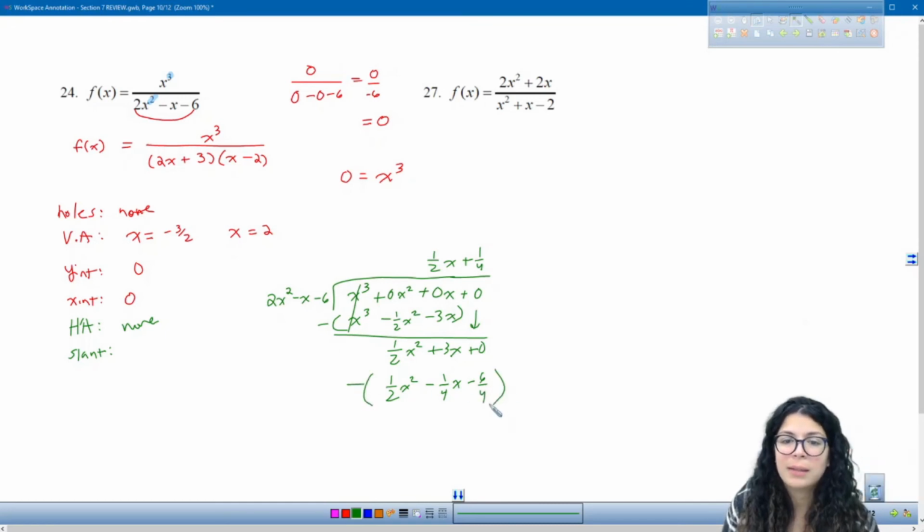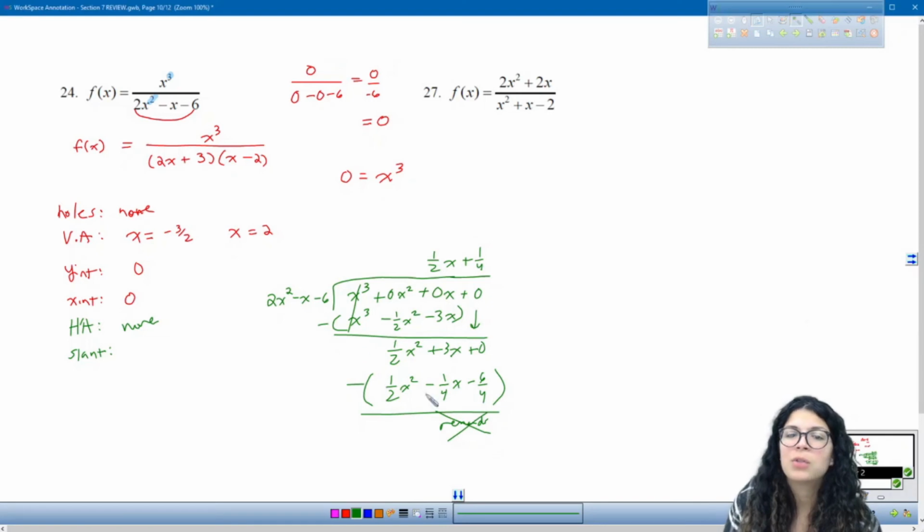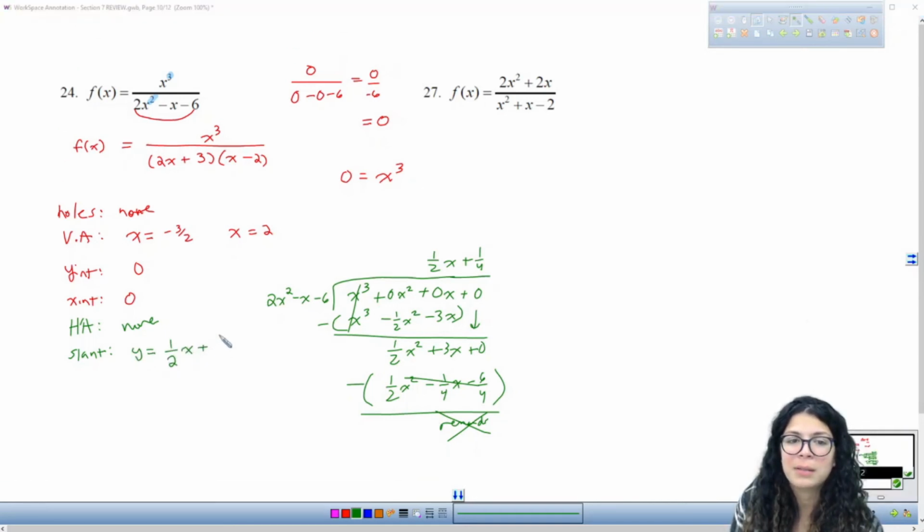Now, when I subtract this, I'm going to get some remainder, but remember, the remainder cancels, so you really didn't even need to do this step either. All you need to do is make sure you get the correct linear term and the correct constant term, because that will be the line for your slant. So the line for the slant is 1/2 x plus 1/4.